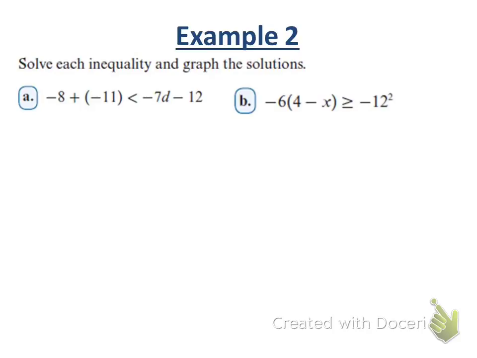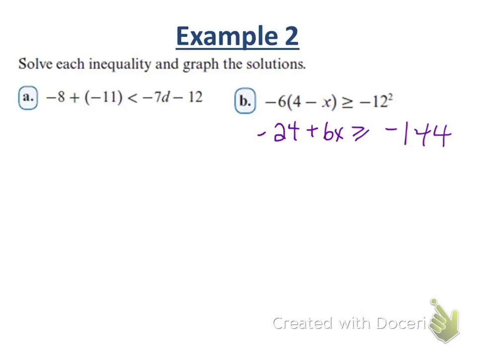How we doing? I think I got it right. All right, let's answer Sean's question. Sean, tell me what you did. Y'all pay attention. What did you get on the left? Negative 24 plus 6x is greater than or equal to what? Y'all listen. What is negative 12 squared written this way? Negative 144.